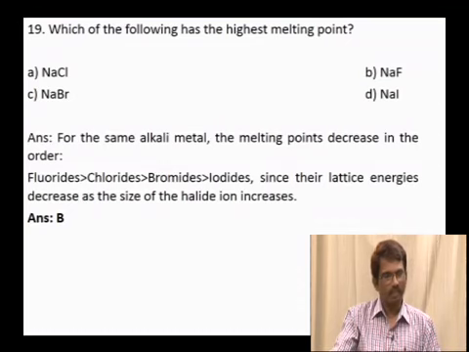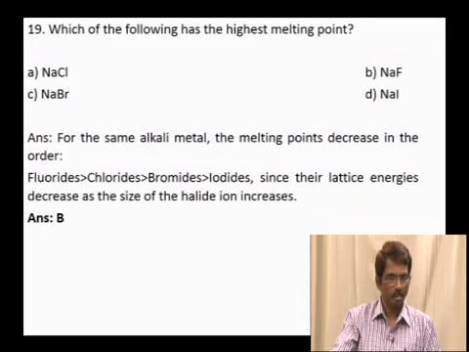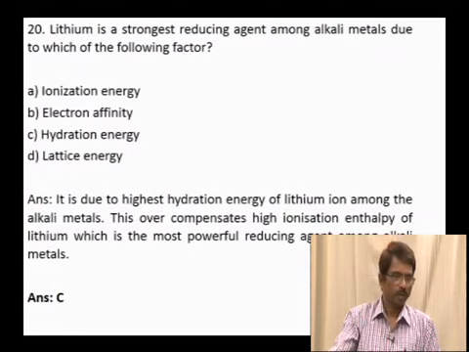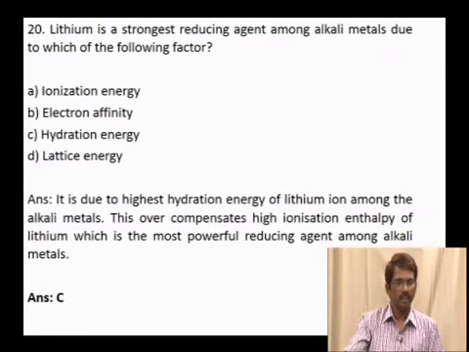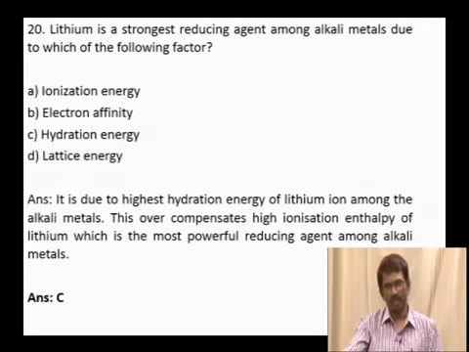In question number 19, which of the following has the highest melting point? So for the same alkali metal, the melting points of halides will decrease from fluorides, then to chlorides, and then bromides and iodides, because the lattice energies decrease as the size of the halide ion increases. Therefore sodium fluoride, with the highest lattice energy, will have the highest melting point, and the correct option is option B.